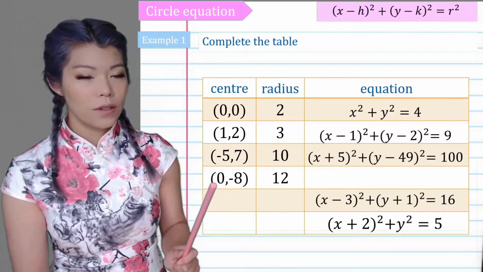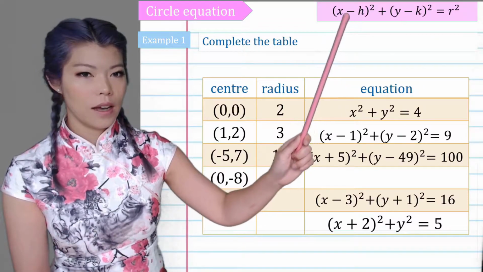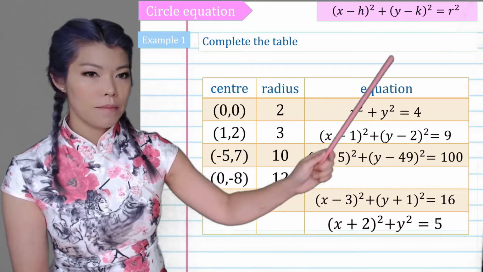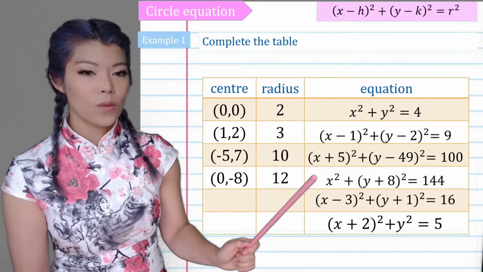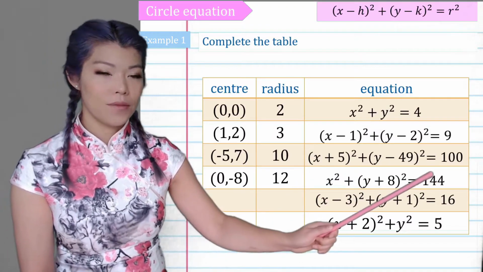Here we have 0 as a horizontal translation, so h is 0, so x squared. And then minus 8 means minus minus, so it's going to be x squared plus y plus 8 squared, and then 12 squared is 144.